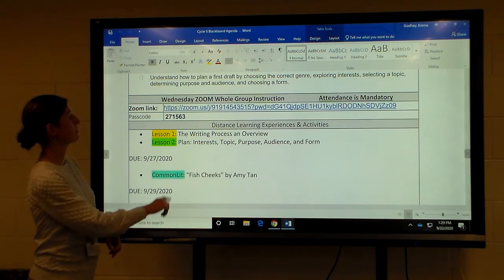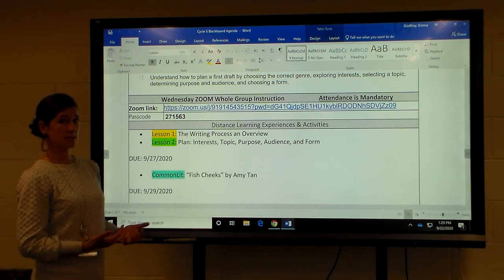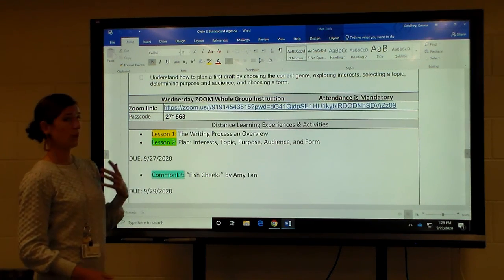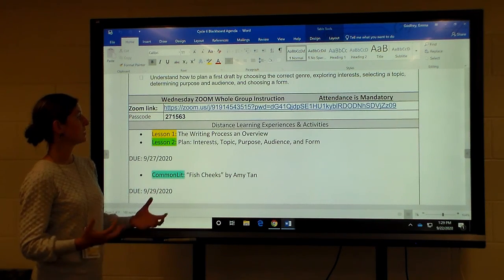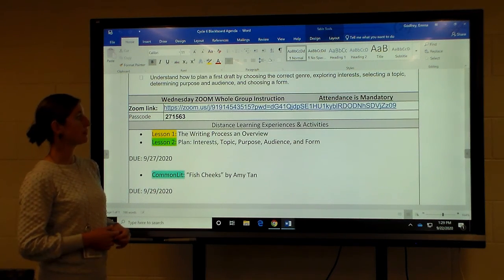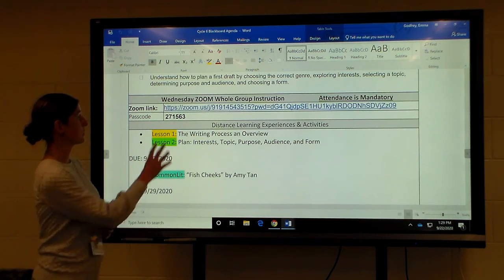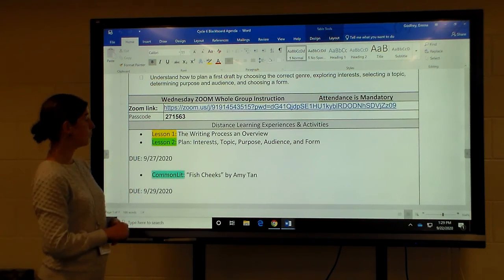So Lesson 1 is going to be an overview of the writing process, the steps we should be going through. Lesson 2 is going to start getting into how we plan, so looking at interest and how that can help us with our topics, the purpose behind our writing, audience, and form. So these are both lessons in schools PLP.